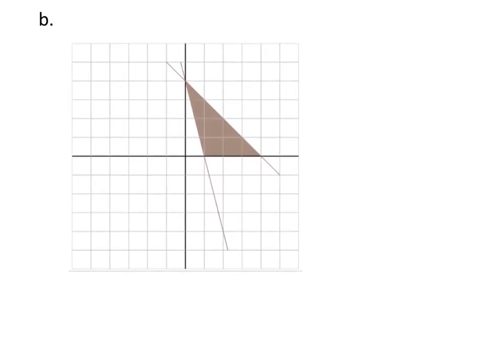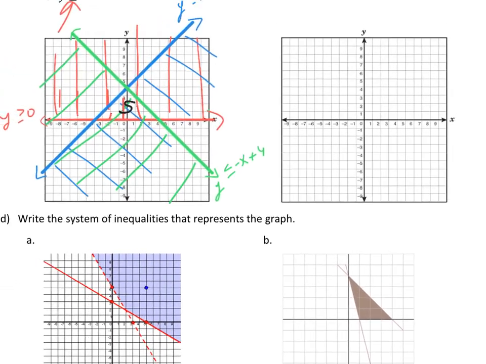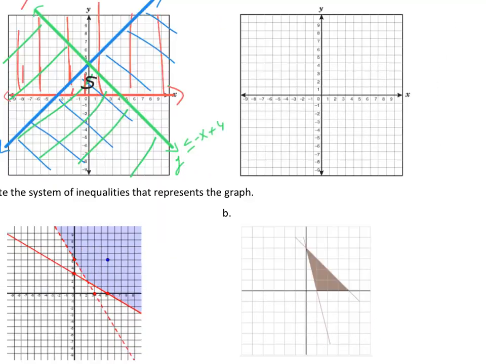Letter B is, okay, so I'm just looking at it. I see a triangle shaded. So if I see a triangle, I need to think back, well, if I have a triangle, then I have to have 3 lines or 3 sides. If I have 3 sides, that means I need 3 inequalities. So at the end, maybe it should look like letter C. There is a triangle with 3 lines.